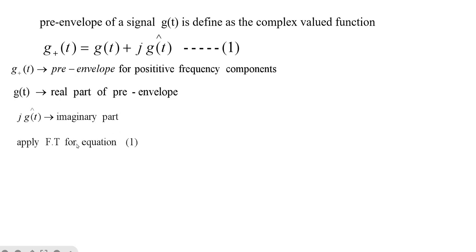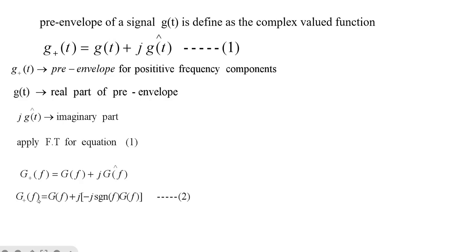Now we'll apply the Fourier transform on equation number 1. Small g plus of t will become g plus of f, which is equal to g of t becoming capital G of f, plus j as it is, and g cap of t becoming g cap of f. Now we will substitute for g cap of f. This equation becomes g plus of f equal to g of f plus j as it is, and we are substituting for g cap of f. This g cap of f will be minus j signum function into g of f. We'll take this as equation number 2.